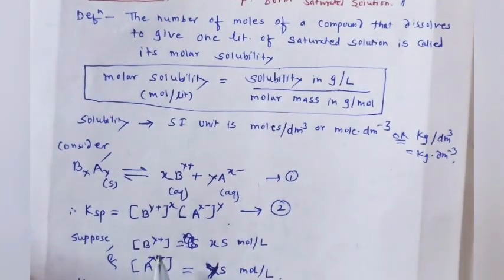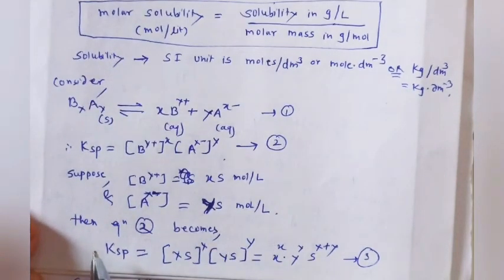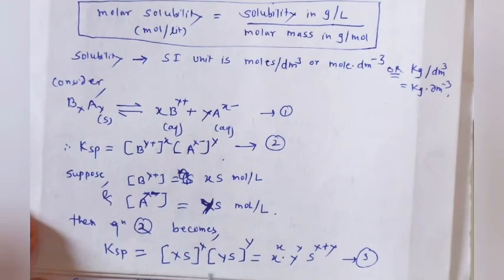Suppose the cation B^(y+) concentration is taken as xS mol per liter, and the anion A^(x-) concentration is taken as yS mol per liter. Then equation 2 becomes, so Ksp, the solubility product, can be calculated as cation times anion. Putting the above values in equation number 2, we get (xS)^x times (yS)^y, which becomes x^x times y^y times S^(x+y). This is equation number 3. In this way, the solubility product of any salt can be calculated.